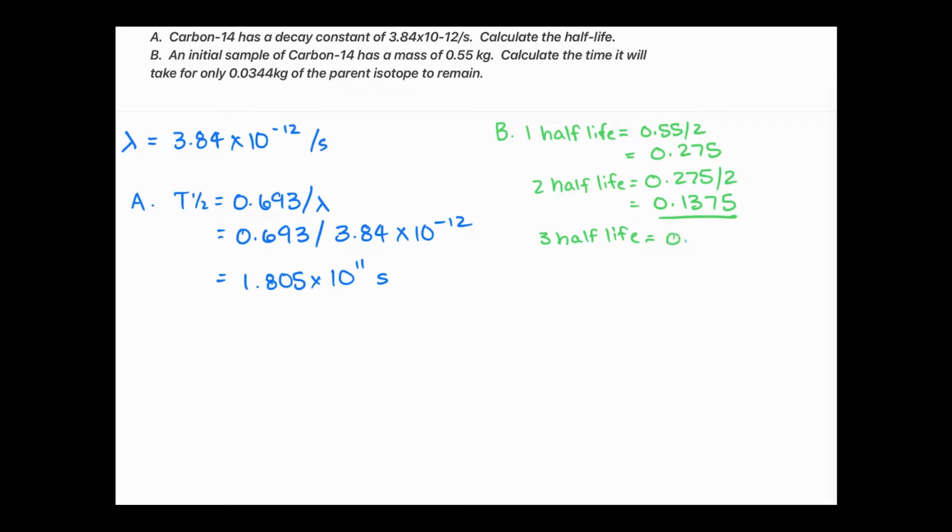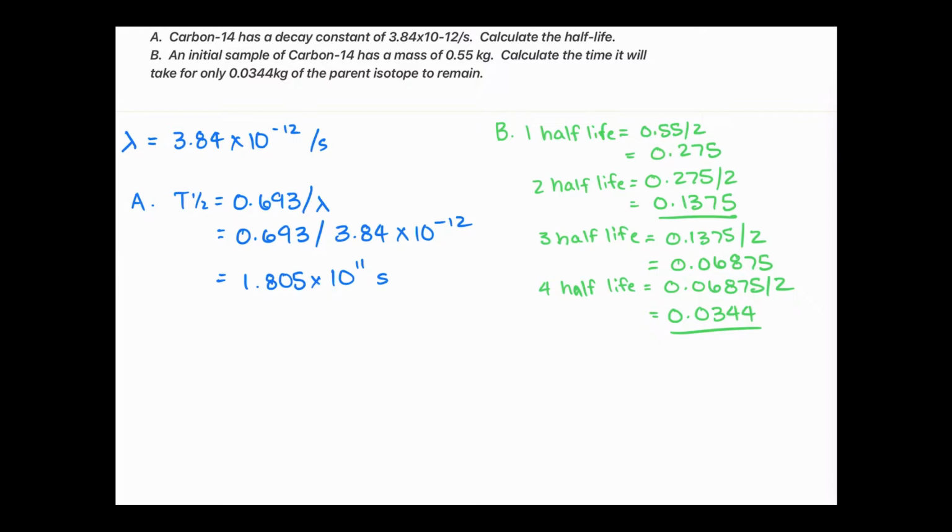So then I'm going to take this 0.1375 and divide by 2. And that will give me 0.06875. We're still not there yet, but I think we're close. So again, we'll take that answer from the previous, and we'll divide by 2. And now we have that number that they asked us for.